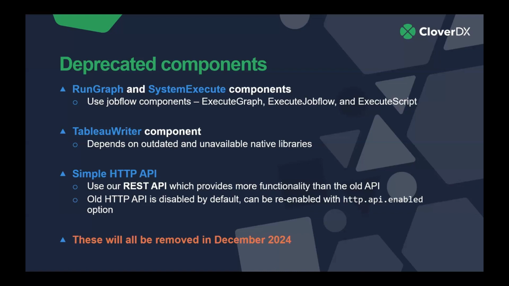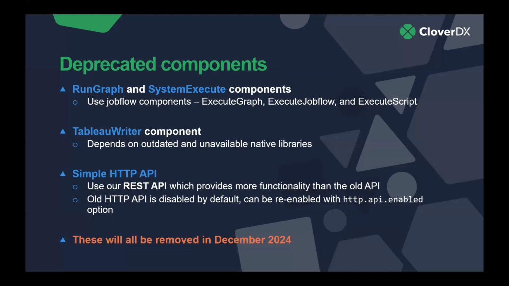We are deprecating components run graph and system execute. These are both very old components that were essentially precursors to our job flow. Before CloverDX had a job flow, we were able to run child jobs and scripts through these two components. They shouldn't be used anymore. We have replacements in job flow components: execute graph, execute job flow, and execute script. The new components have been in Clover for almost 10 years now, but they are far more powerful than run graph and system execute. They execute your jobs in a safer manner and allow you to control the execution much better, including querying, for example, the number of records that was processed and so on.